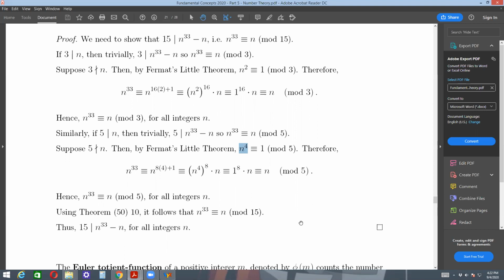And when you're dividing, you have to make sure you're dividing by something that's relatively prime to the mod. If you're not dividing by something that's relatively prime to the mod, you have to divide throughout, including the mod, whatever this number was. Those are the two things you have to be careful with.